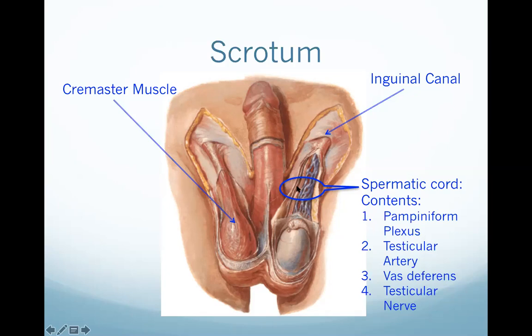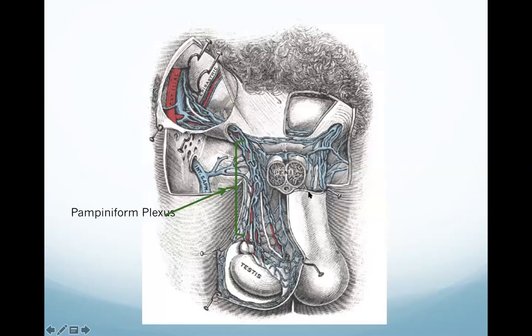Anyway, so you have the vas deferens, you also have the testicular artery, you have the pampiniform plexus, and then you have the testicular nerves. Those are all things located in that spermatic cord. So on this side, they have the spermatic cord left intact, and on this side, they have it open. All right, and then this is just another artistic rendering of that.